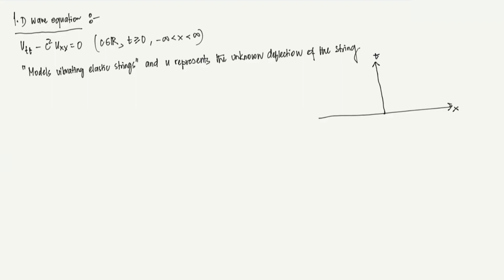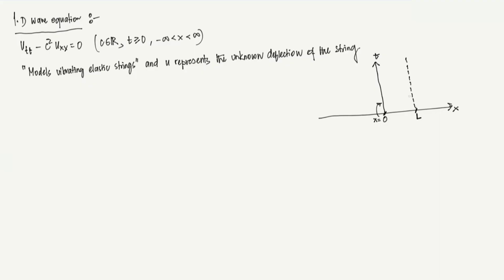At x equals 0, this line, and x equals some L line, where capital L is some number. So this is x equals 0, and there is another line, x equals L. Let's just write it like this.